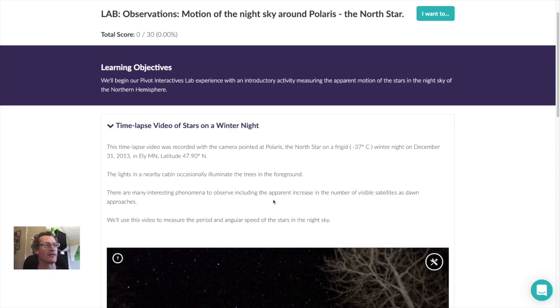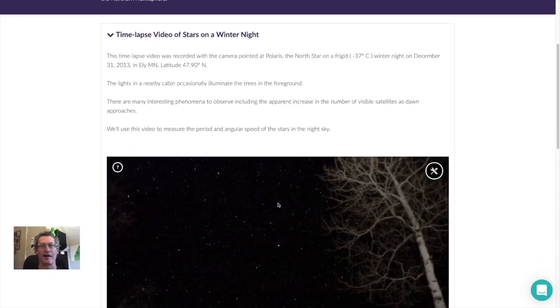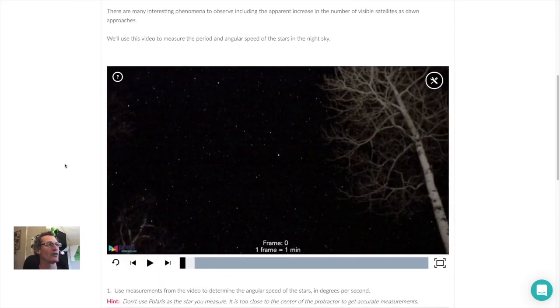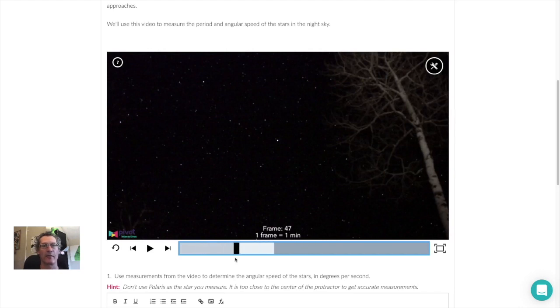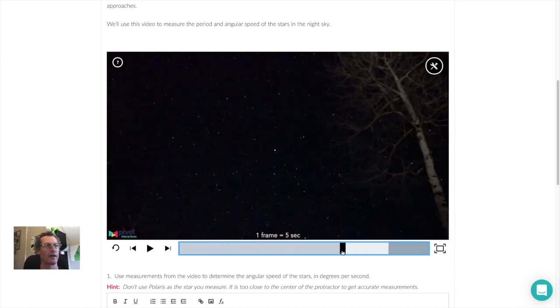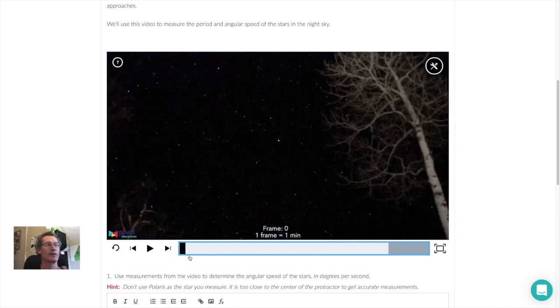Okay, there are lights that flicker on occasionally. We don't see the critter, but there's probably some wildlife out there that triggers a light around the cabin from time to time, but it doesn't affect our measurements. So here's the video. We have general controls: reset, forward, backwards, and play, and also a scroll bar over here that you can grab with your mouse, or if you're doing this on a touch screen, you can do that with your finger as well.